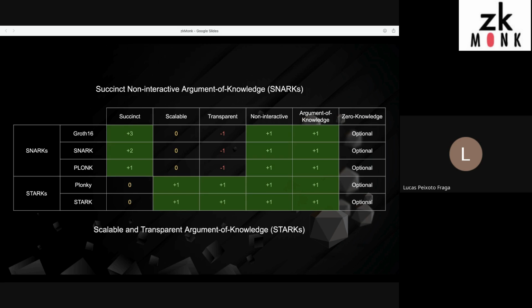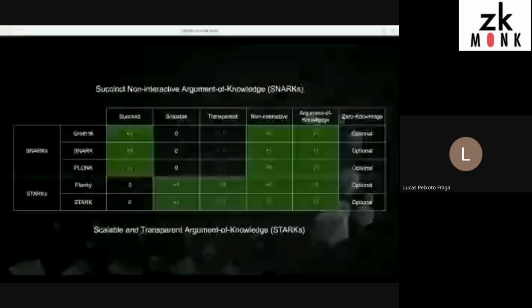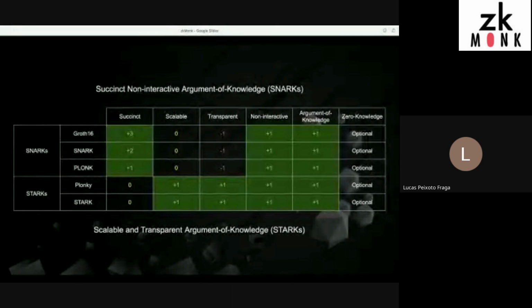I put PLONK here because PLONK is a framework, a library that we use in zkM to produce our proofs. And that's why I put it here.